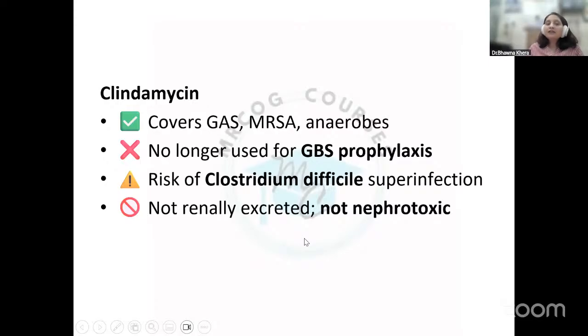Regarding clindamycin, it covers GAS, MRSA, and anaerobes, but is no longer used for GBS prophylaxis. There is a risk of Clostridium difficile superinfection. It is not renally excreted and not nephrotoxic, so it can be given in patients whose renal parameters are decreased. Therefore, we have added clindamycin as a baseline drug. It is no longer used for GBS prophylaxis, but can be used for MRSA organisms.